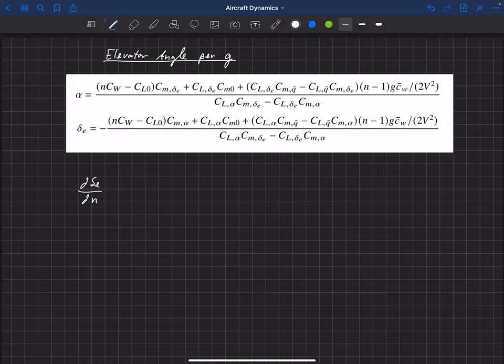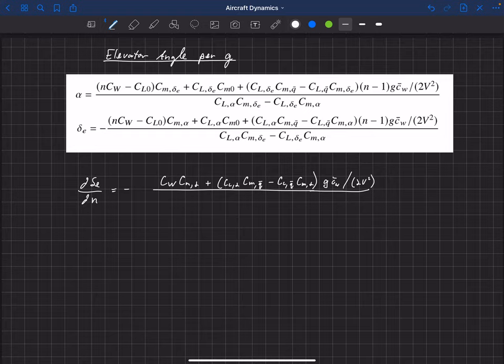If we just take the derivative here, what we get is minus, in the numerator, CW times CM alpha for that first term there. We've got the CW times CM alpha. And then this doesn't have a load factor in it. Our other load factor is right here. So when we take the derivative of this term, we're going to be left with the stuff in parentheses multiplied by this constant there. So what we'll have is plus CL alpha CM Q bar minus CL Q bar CM alpha, multiplied by G C bar W over 2 V squared. Okay, and then in the denominator, we've got the CL alpha CM delta E minus CL delta E CM alpha.